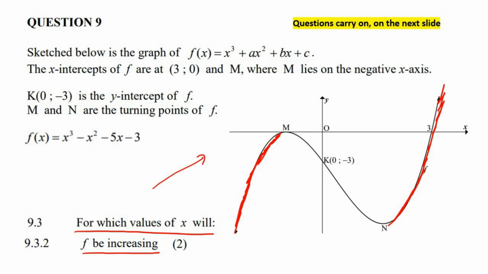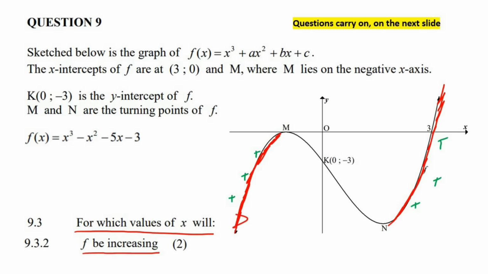The gradient is positive. You see how the gradient is positive? Okay, if you look at this area, ooh, it's going down. You see how it's going down, so that is not increasing. Now, it's only for 2 marks, so we definitely don't need to use calculus and all of that fancy stuff.